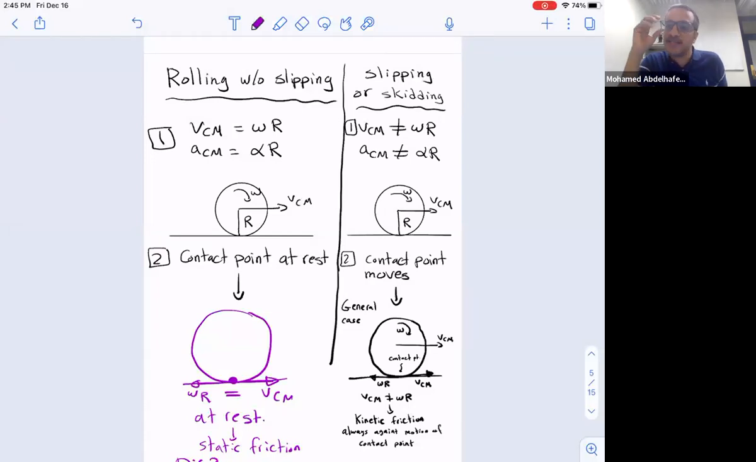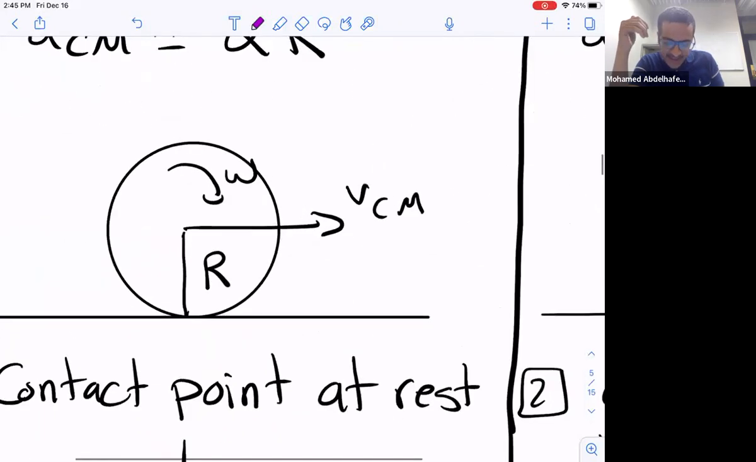Okay, there is a question: why does omega r go the other way from VCM? Just because of the spinning. It doesn't have to be, right? To be honest, look at this example I'm putting here. VCM is going to the right. That's the translational motion going to the right.